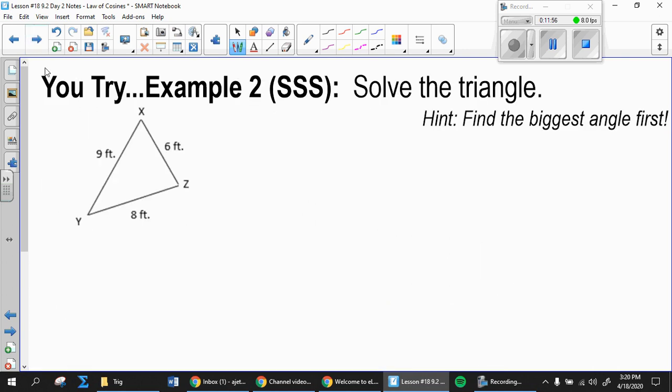I want you guys to go ahead and try this one here. This one is a side-side-side triangle, so make sure you find the biggest angle first. Looking at this one, we know 9 is our biggest side, so that means angle Z is our biggest angle. So find angle Z first using law of cosines, and then you can switch to law of sines to find the other two angles.